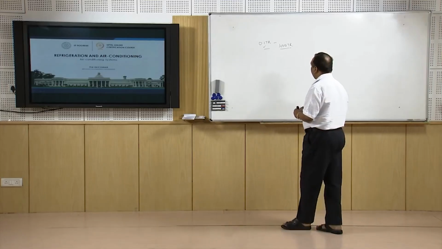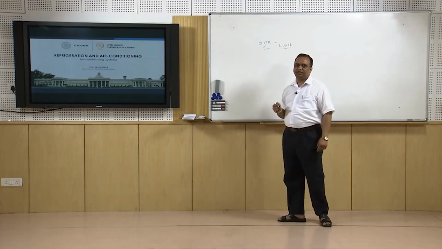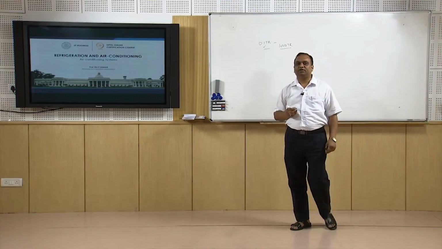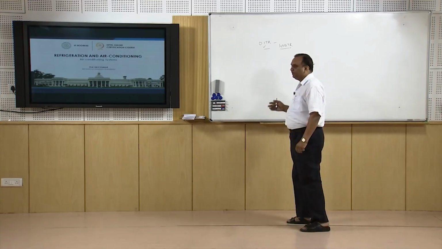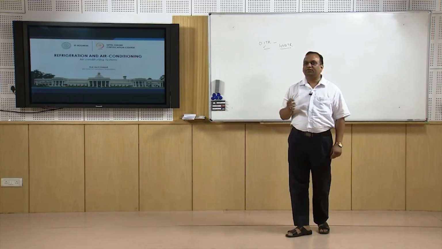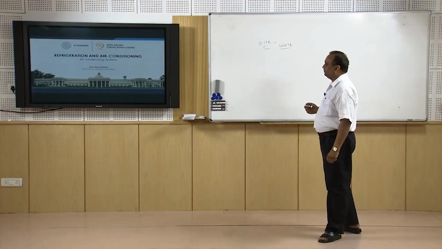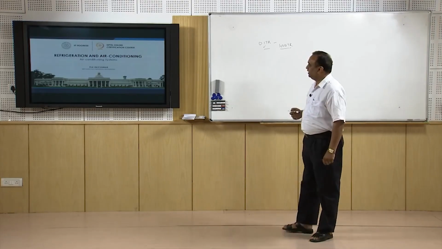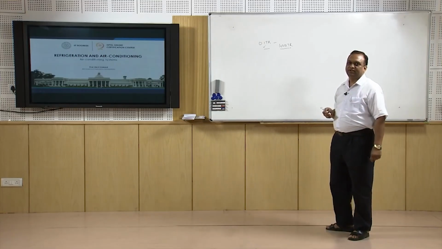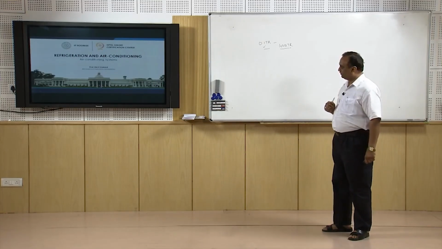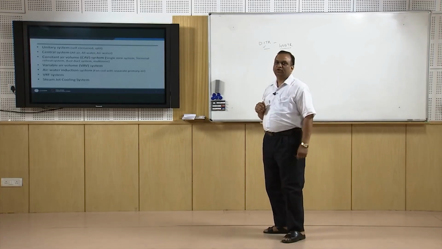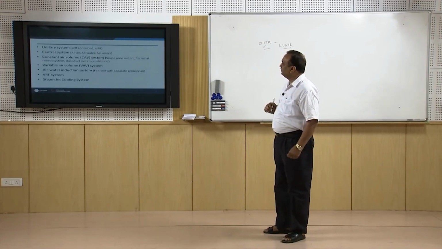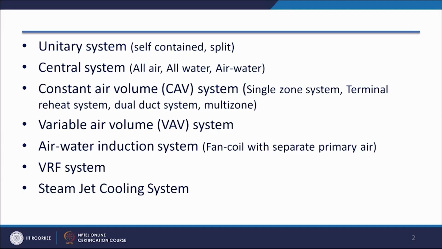Number two, technology is also different. Nowadays there is a lot of stress on energy efficient systems. So over the years the air conditioning industry has also evolved energy efficient systems, because the saving in energy is directly related with the saving in the running cost of the system. So we will start with the small units of air conditioning system, that is the unitary system.